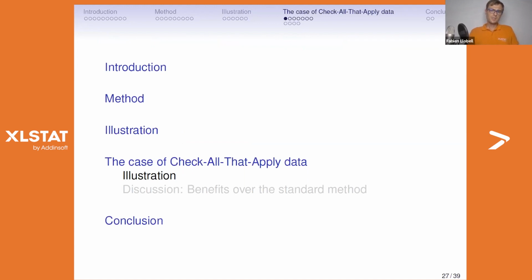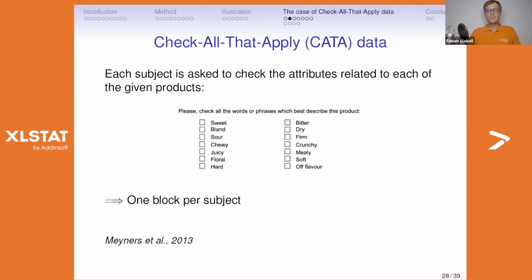I will talk about the special case of check-all-that-apply data. Check-all-that-apply is a task very popular in sensory analysis. It consists of asking each subject to check the attributes related to each of the given products.